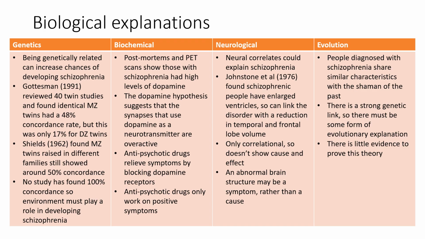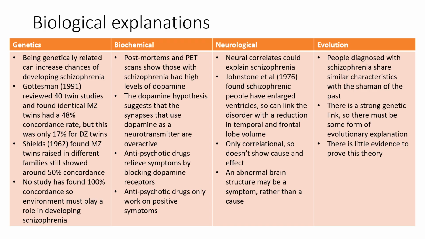So here are a few biological explanations. Firstly, genetics. Being genetically related can increase chances of developing schizophrenia. I think, for example, my uncle is actually schizophrenic, and I believe I have about a 10% chance of getting schizophrenia.